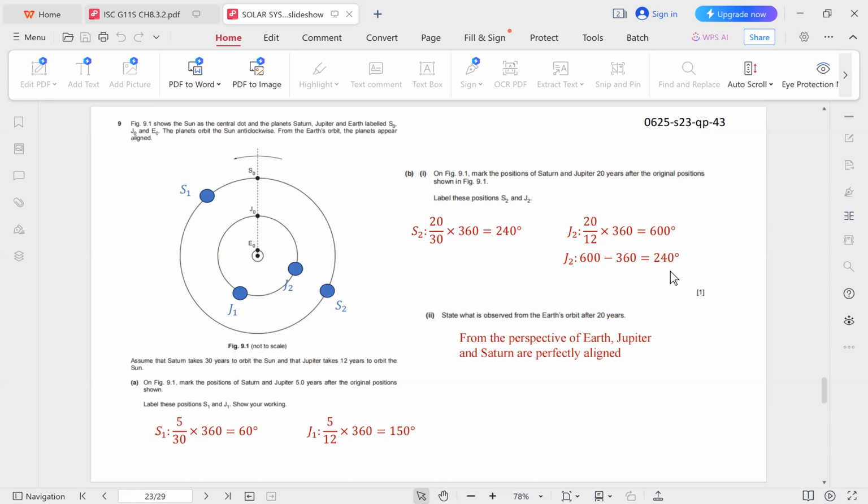Part B says on figure 9.1, mark the position of Saturn and Jupiter 20 years after the original positions shown. So instead of 5 years, we're going to do the same calculation again for 20 years. Pretty much the same idea. For Saturn, it's 20 over 30 instead of 5 over 30. So we get a 240-degree angle. Like we said, let's just divide into 4 quadrants like this. This is 90, this is 180, this is 270. So we're looking at 240, which would be somewhere around here. So this makes sense.